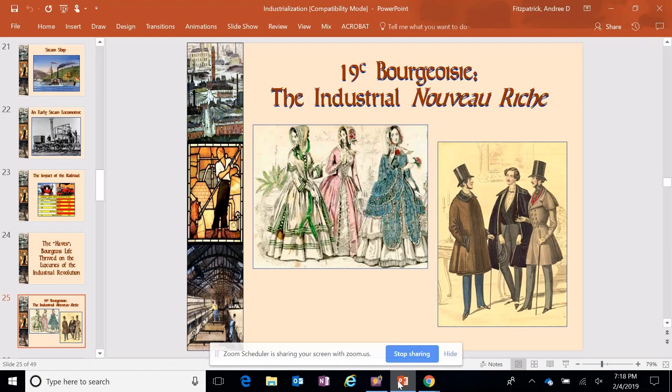So if you get a question that asks you to talk about changing gender roles during the Industrial Revolution, you want to make sure to distinguish between middle-class women, who become the Nouveau Riche or the bourgeoisie, and working-class women, who have a very different experience that we'll talk about in a minute.